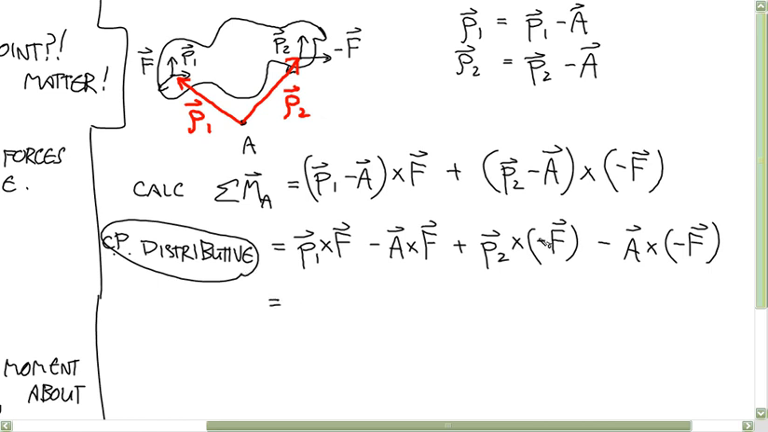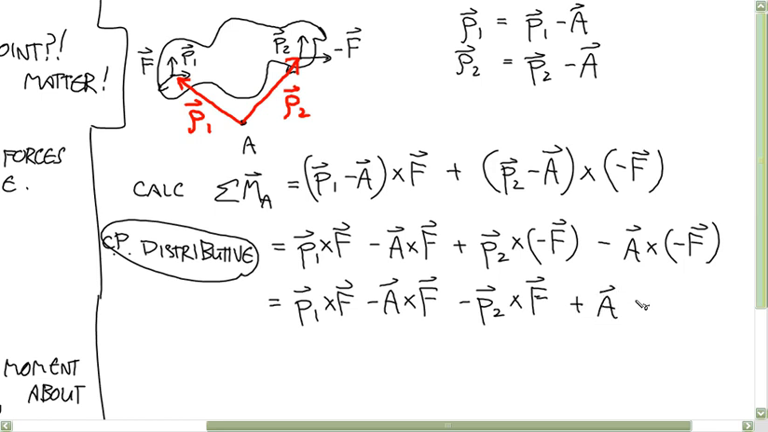And now you can pull these negative signs through. Those are just negative constants multiplied by these cross products. So you get P1 cross F minus A cross F minus P2 cross F, okay? And you can see that's sort of the step where you see how things are going to happen, plus A cross F. And negative A cross F and positive A cross F go away, and now we don't have any A's left.